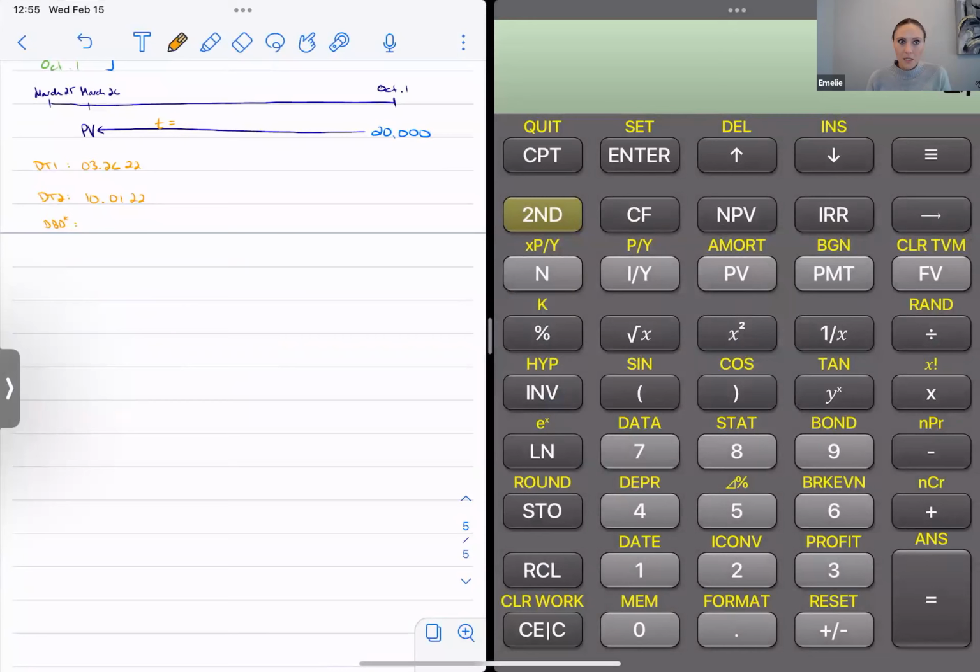Okay, so I can calculate the days between dates. Date 1 is 03/26/22. Enter. We should be pretty comfortable with the days between dates calculator by now. If you're not, then definitely work through these problems that we've done already and force yourself to become comfortable with it, because you're going to be using it. Date 2 is 10/01/22. Enter. The days between dates compute.